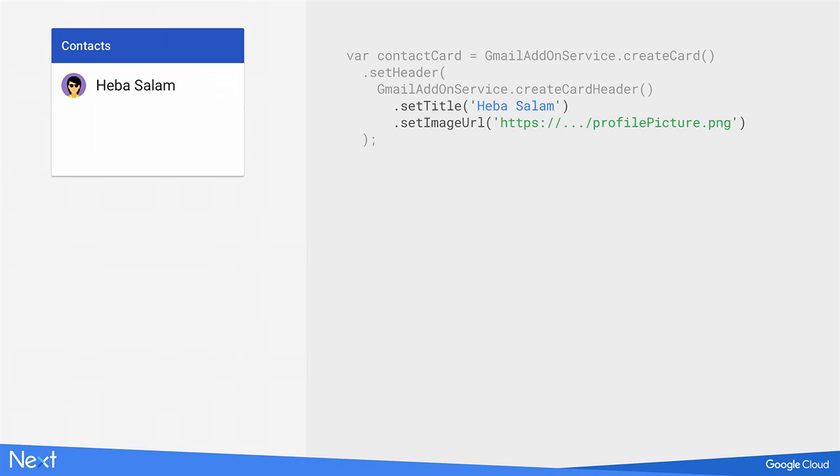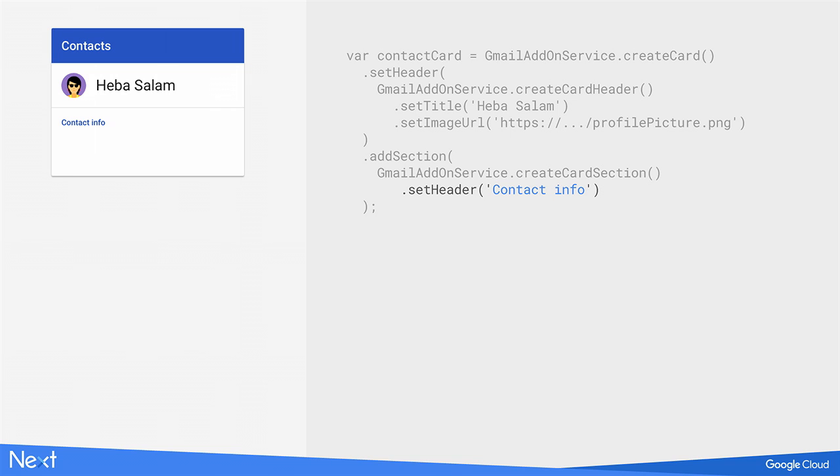Now, we're adding a section to this card. And in that section, we can put our UI widgets. But first, before creating a section, or before adding UI widgets, we want to give this section a title or a header. That's optional, but in this case, we're calling it contact info.